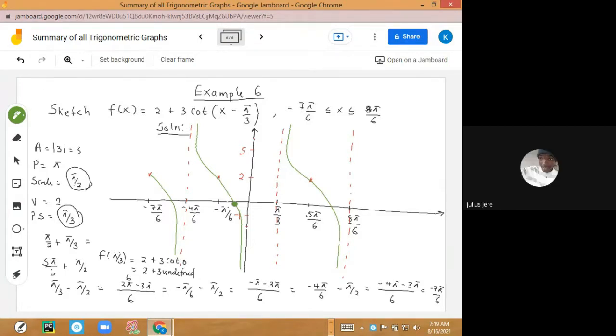Sir, can I see the first page for tan theta?